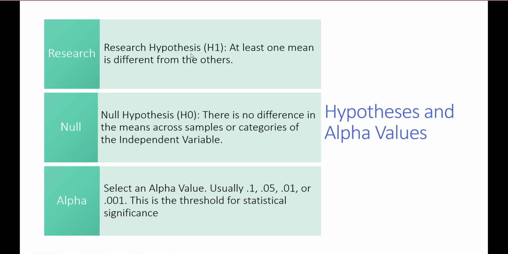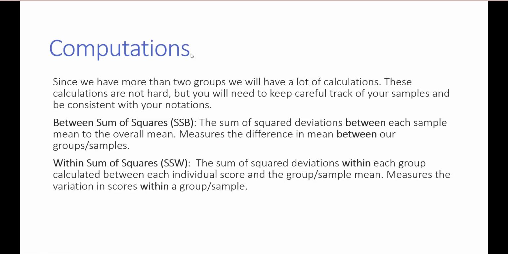Next, we need to come up with our research and null hypotheses as well as our alpha. Our research hypothesis is going to be that at least one mean is different from the others. Our null hypothesis is there is no difference in means across samples or categories of the independent variable. And like always, we're going to select an alpha value, usually 0.1, 0.05, 0.01, or even 0.001. Again, this is the threshold for statistical significance.